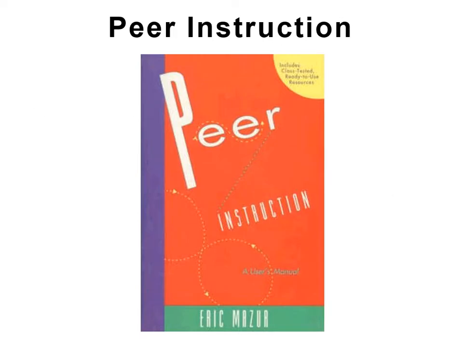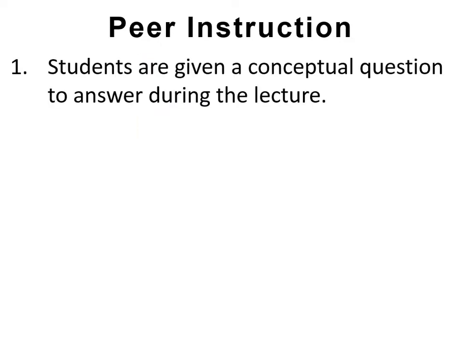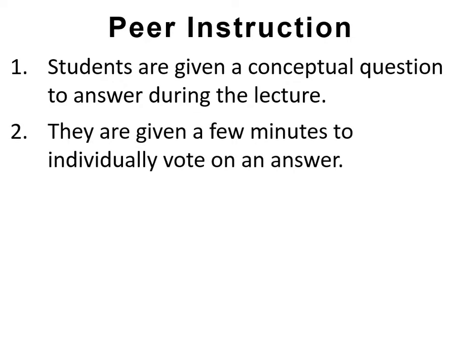A formalised strategy and approach to introducing active learning into the lecture room is called peer instruction. This was devised by Eric Mazur over in the States in Harvard Physics, and it's a formalised way of getting active learning into the classroom. To start with, during the lecture, students are given a conceptual question to answer. They are given a few minutes to think about that and to vote on an answer using some sort of response system, either an app or a voting pad.